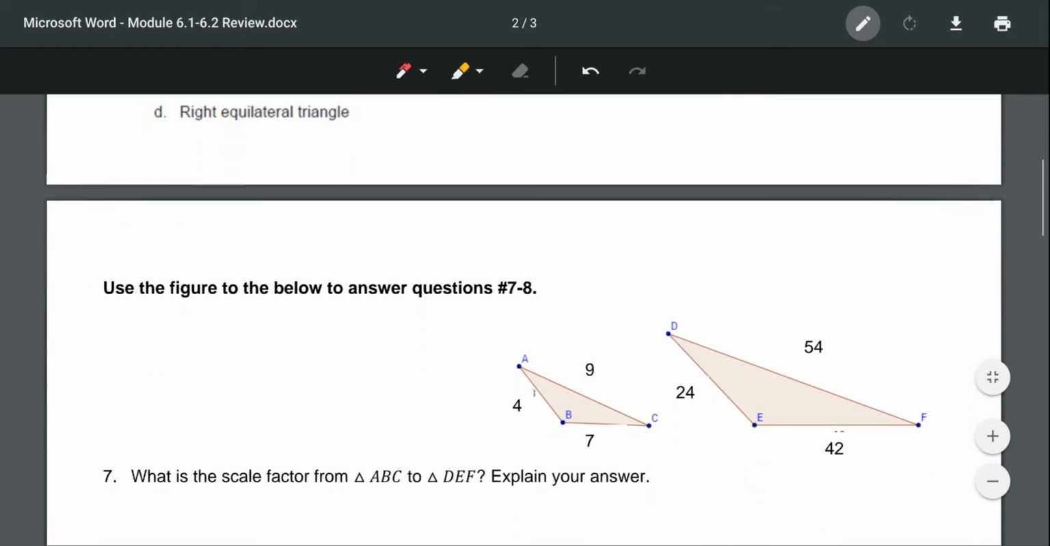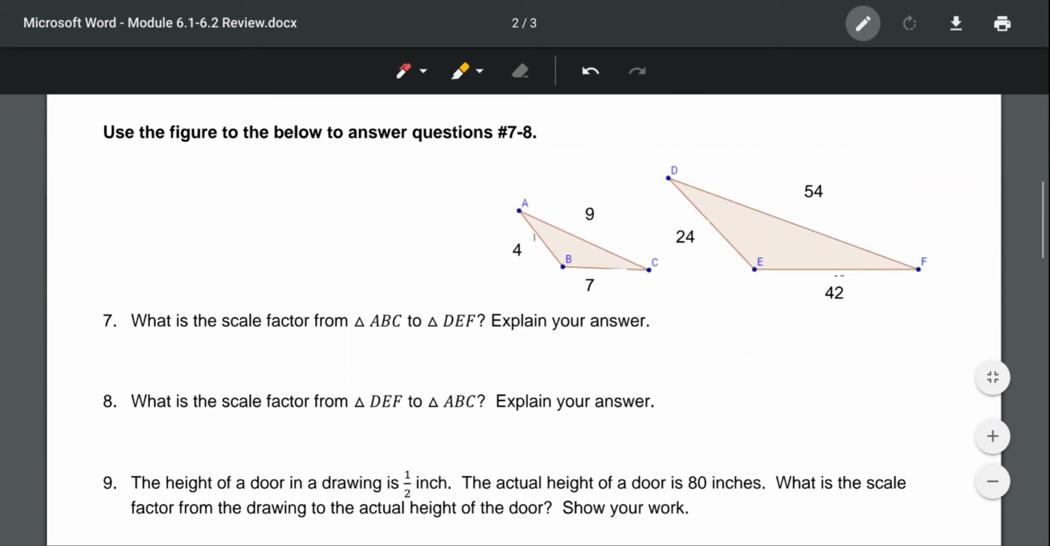Number 7 through 8. It says, what is the scale factor from triangle ABC to triangle DEF? So basically the scale factor is what you multiply the side lengths of triangle ABC by to get the side lengths of triangle DEF. So if we're looking at, pick one of the corresponding sides. So if I look at side AC, AC corresponds to side DF, which is 54 units. Okay. So the scale factor is what do I multiply 9 by to get 54?